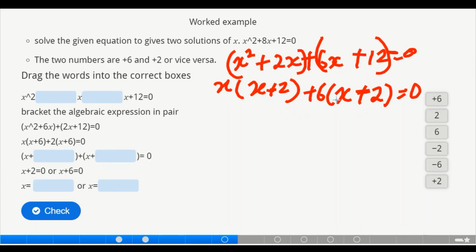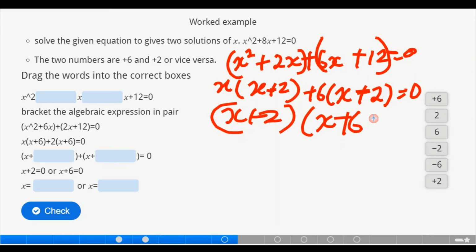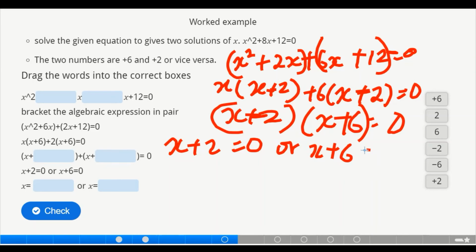So, out of the two terms inside the bracket, which is x plus 2, we are bringing out one of the terms, which is x plus 2, with what we have outside the bracket, which is x plus 6. So we can now have it to be (x plus 2)(x plus 6). Remember, we are equating to what? 0. Now we equate each of these terms to 0 to get the value of x. Now we have x plus 2 equals 0 or x plus 6 equals 0.